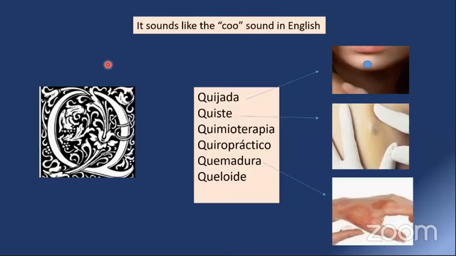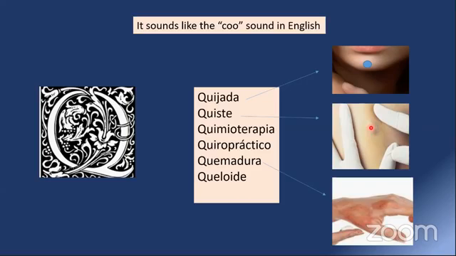Letter Q, sounds like Q. Quijada is that part of the face. It's the chin. Quijada. What's quiste? You see this one? This is a sebaceous cyst. That's a quiste. Oh, doctor, what is that growth that I have in my nalga? Remember that example? Something is growing in my nalga. Remember the letter N? Oh, what you have is a quiste en el glúteo. Quiste, cyst. Next one, quimioterapia.